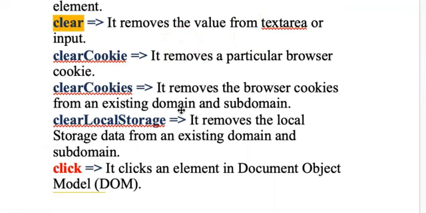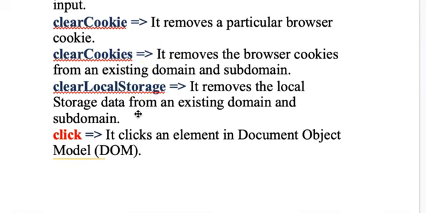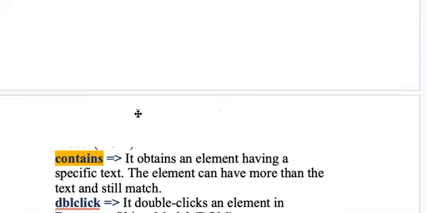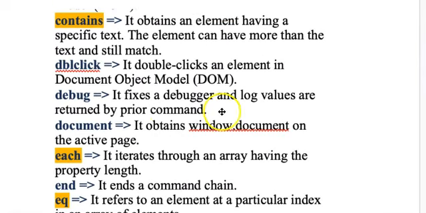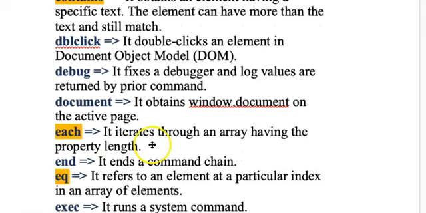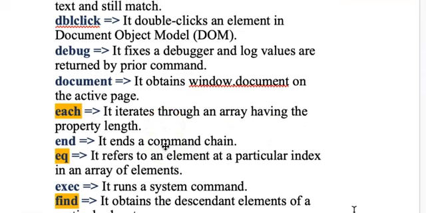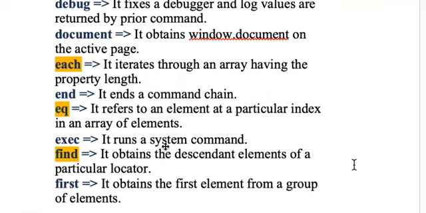Clear cookie. Clear cookies. Clear local storage. Click. It clicks an element in the document object model. Contains. It obtains an element having a specific text. The element can have more than that text and still match. Double click, which is dblclick. Debug, document. Each is also one of the important ones. It iterates through an array having the property length. End. Equal, which is eq.